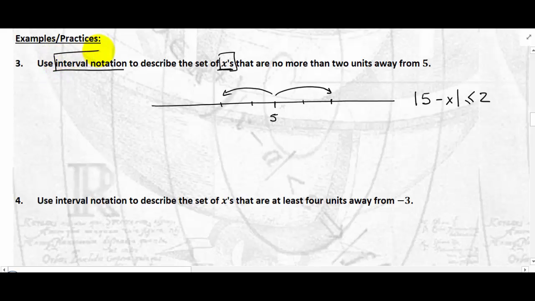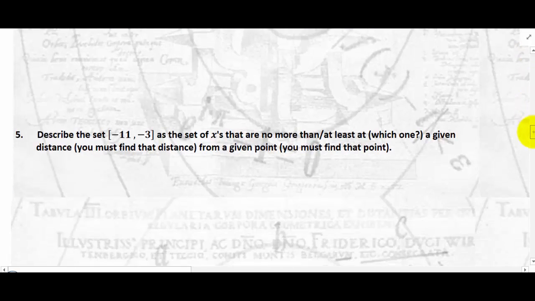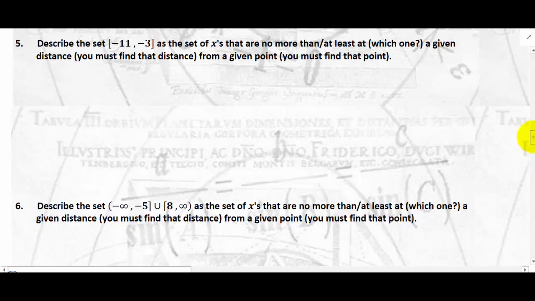But it asks me to use interval notation. So with interval notation, what's a number right here? 7. What's a number right here? 3. So with interval notation, this is just a set 3, 7. That's it. In this set, I'm no more than 2 units away from 5. Okay? Let's go over another example. I will do number 5. Do the next one, number 4, please.